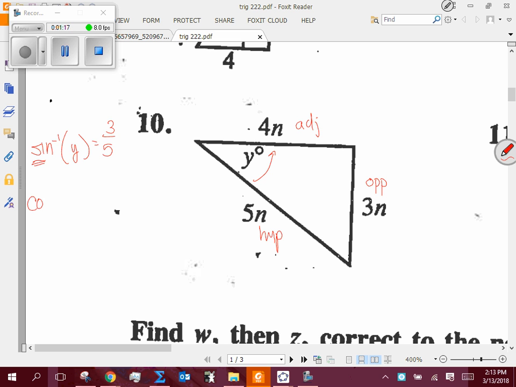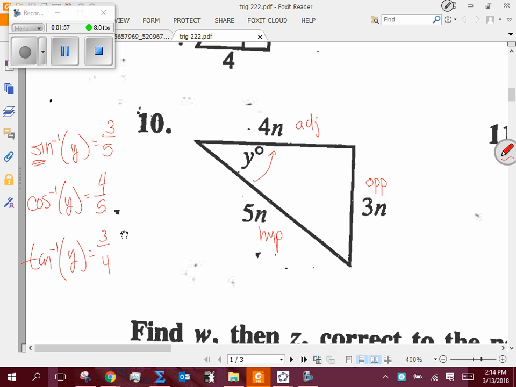Or I can look at cosine inverse of y. And what is cosine? What sides? Nope. Cosine equals adjacent over hypotenuse. Okay. So 4n over 5n. N's again are a factor of 1. And then I can do tangent, which is opposite over adjacent. So 3n over 4n. What happens to my n's?